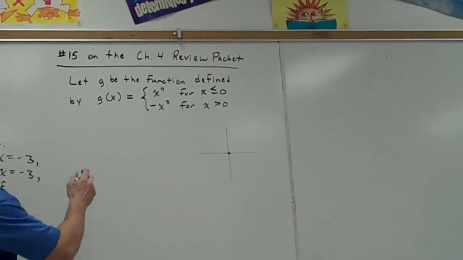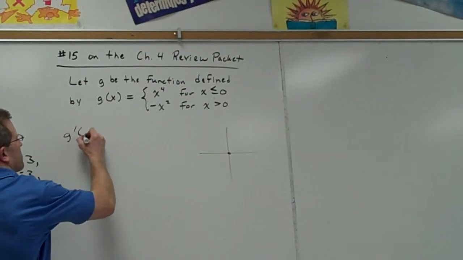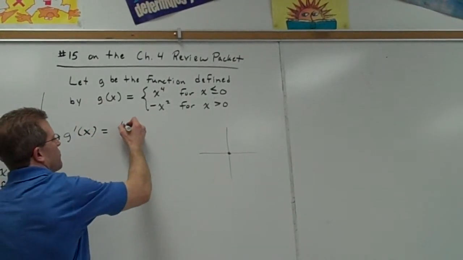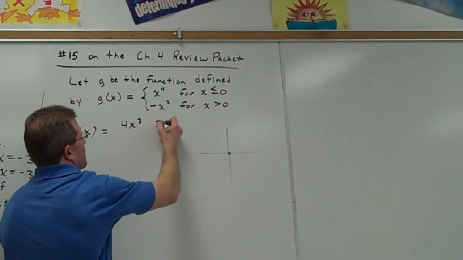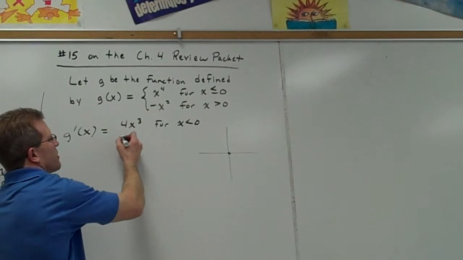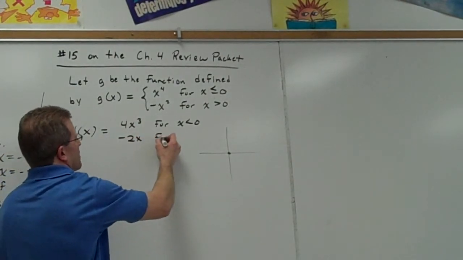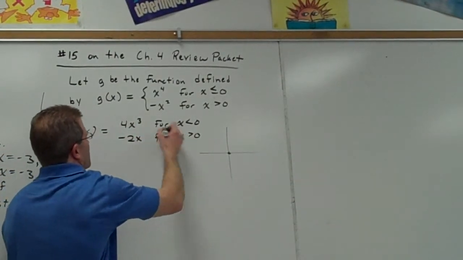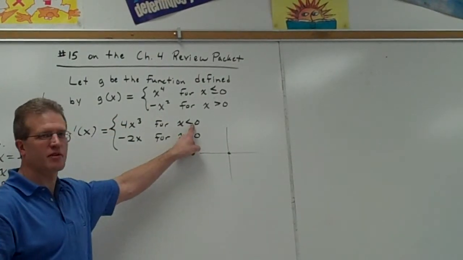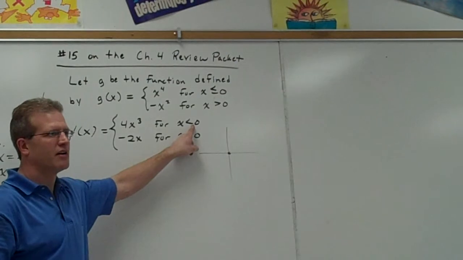Part B is about the first derivative, so let's find that next. The derivative of x to the fourth would be 4x cubed. That's for x less than 0. And the derivative of negative x squared would be negative 2x. That's for x greater than 0. Notice I did not put an equal bar under the 0 because I'm not sure if there is a derivative at 0 or not. Here's how we're going to find out.